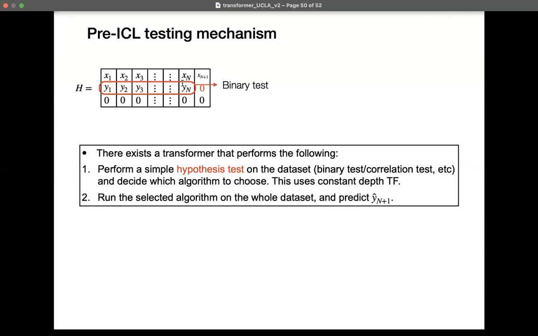we just do classification. So there exists a transformer that performs a simple hypothesis test on the data sets. There may be different binary tests or other test functions; for other tasks, we can maybe implement different test functions to decide which algorithm to choose. This uses constant depth, a constant number of layers of the transformer. After the test, we select the algorithm to run on the whole data set and predict y hat n plus 1.